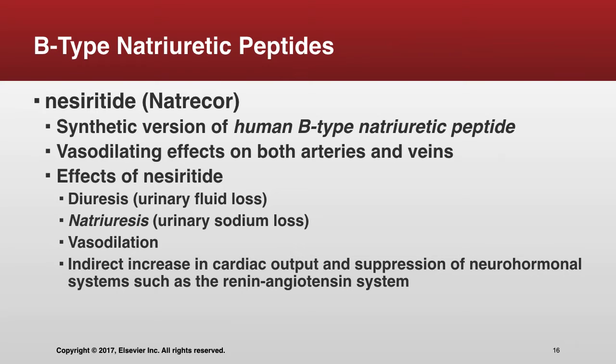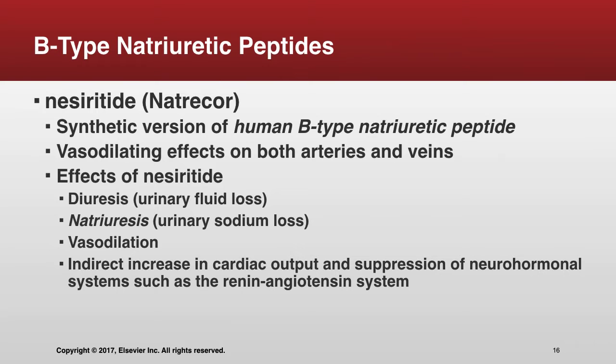It includes nesiritide, which is Natrecor, and it's a synthetic version of the human B-type natriuretic peptide. It causes vasodilating effects on both arteries and veins. The effect of nesiritide is diuresis, so we have urinary fluid loss. We also have natriuresis, or urinary sodium loss.